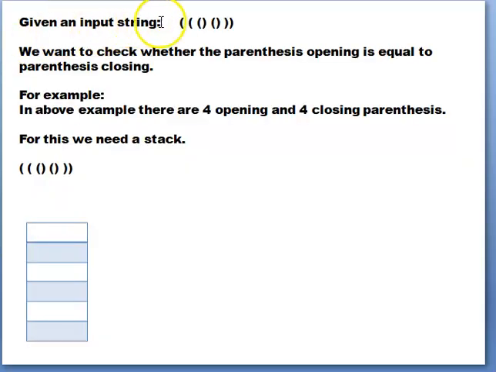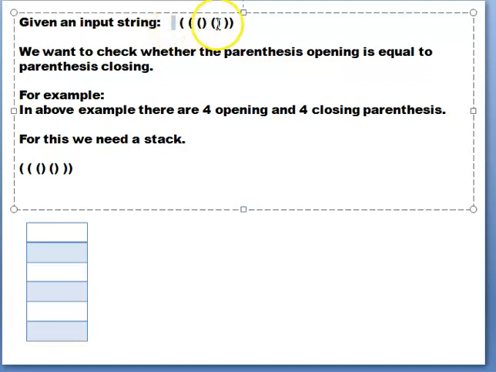In parenthesis matching, you are given a string in which there are opening and closing parentheses. It can be mixed also, like square brackets, curly brackets, round parentheses, all of them can be mixed. But I am taking a simple case where only round parentheses are used. Here, first we open a bracket, then another, then yet another, then we close one, then another is opened, then closed, and the two are closed. There are 4 opening and 4 closing brackets, so this particular module is complete, or balanced.